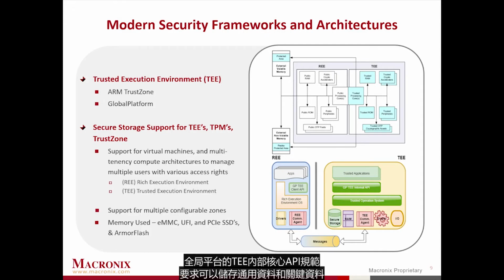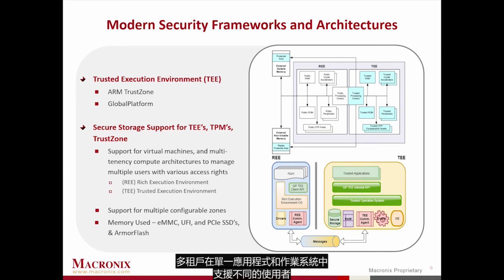Global Platform's TEE internal core API specification mandates that it be possible to store general-purpose data and key material that guarantees confidentiality, integrity, atomic operations when modifying memory contents. Secure memory may also be partitioned to support multi-tenancy architectures popular in cloud computing.